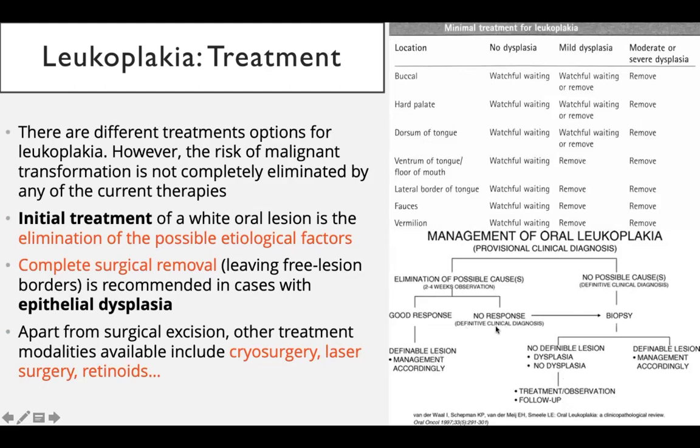And then if there is no response, then we go for biopsy. And in the beginning, if there are no possible causes found for the patient, then we directly go to biopsy. If there is a known cause, but there is no response after eliminating it, then we go for biopsy. And if initially there are no causes known for the development of leukoplakia, we also go for biopsy. And in biopsy, if there is dysplasia or no dysplasia, we go for the treatment. And if there is a definable lesion, then we go for the surgery.